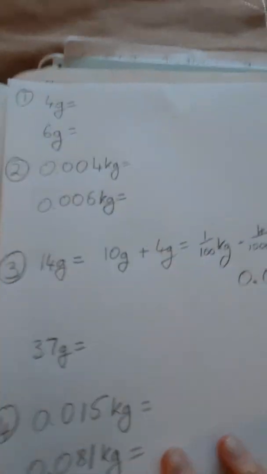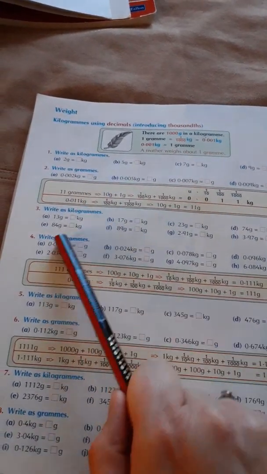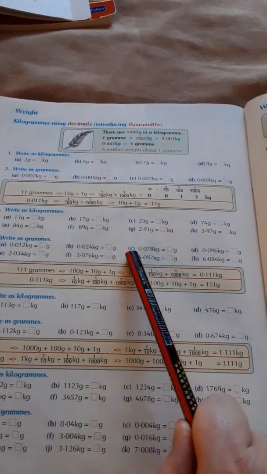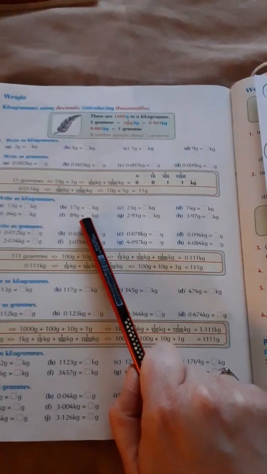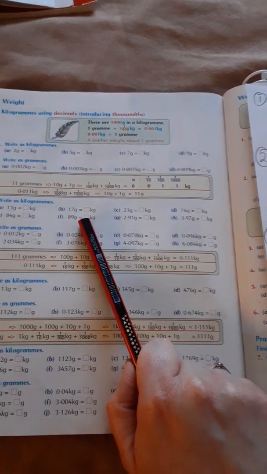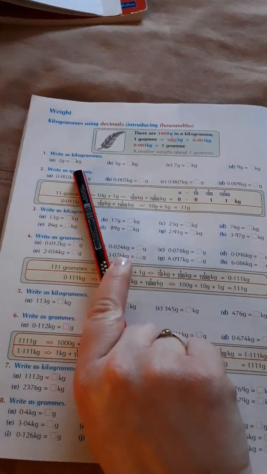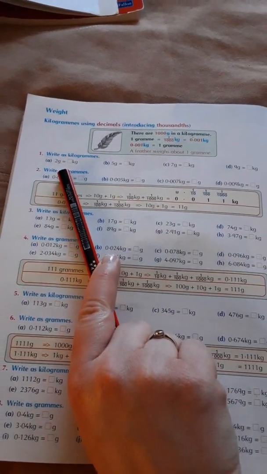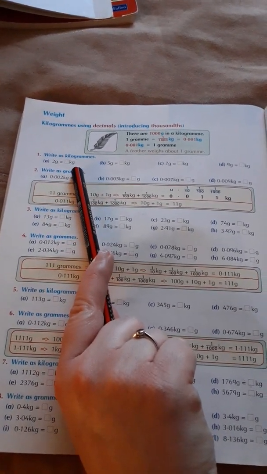So what we're going to do is number 1, number 2, number 3, A as far as F, and then number 4, all of it, okay? So the first one is writing as grams. So 2 grams is equal to how much of a kilogram?